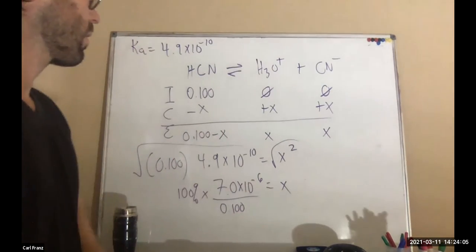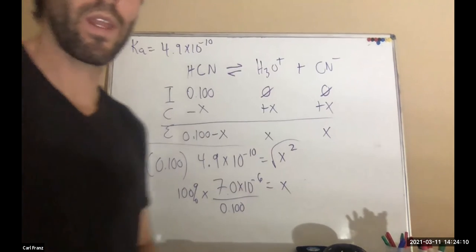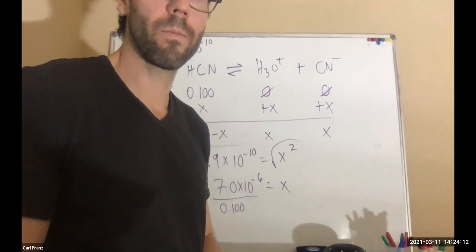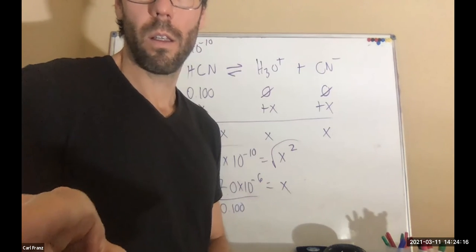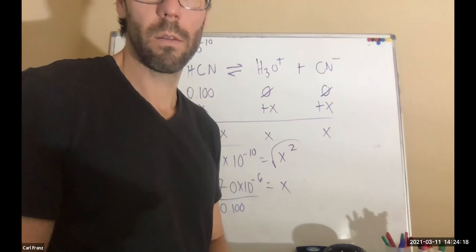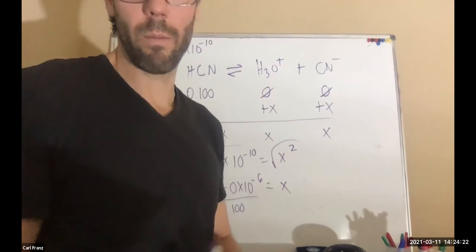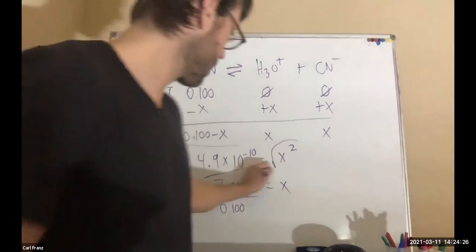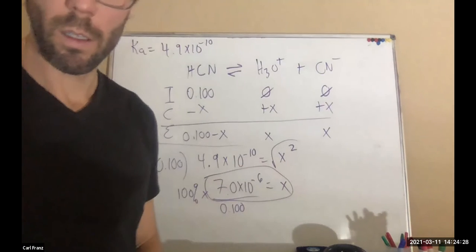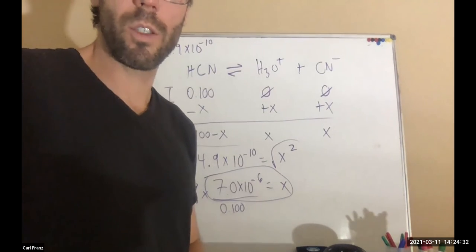So 7.0 times 10 to the negative 6 is our x. What were they asking for again in this problem? Find the, okay. Yeah, all right. So cool, we're done. That is the hydronium ion concentration, right? X, this. So we stick a fork in that and we move on. Let's do one more problem.